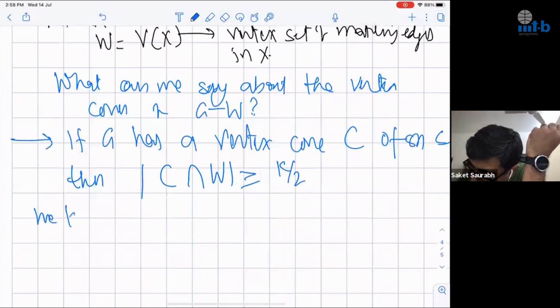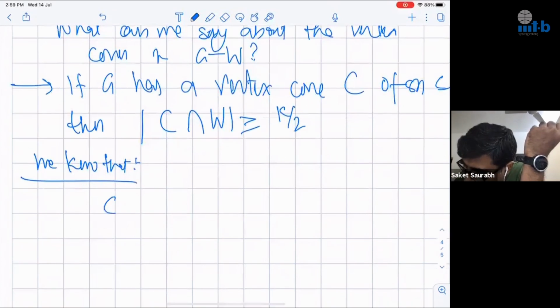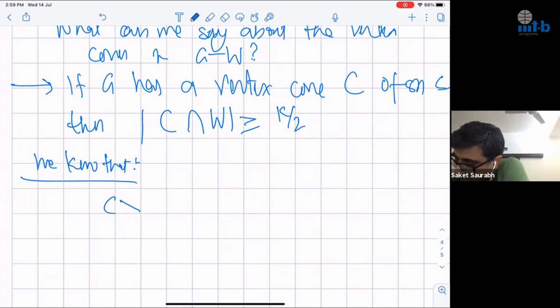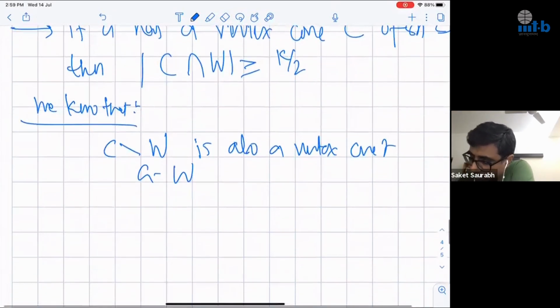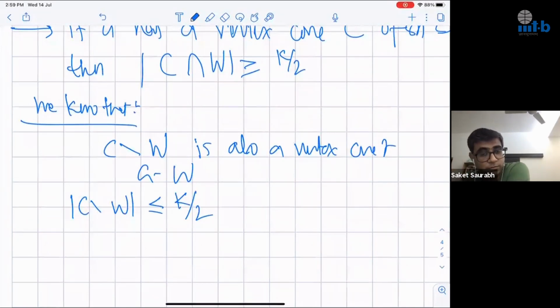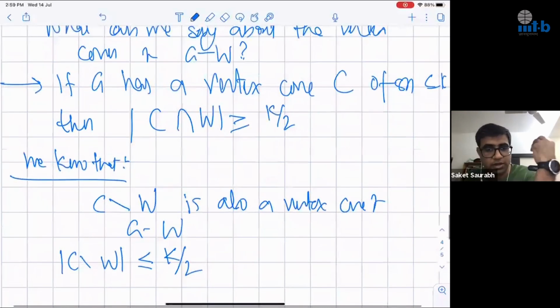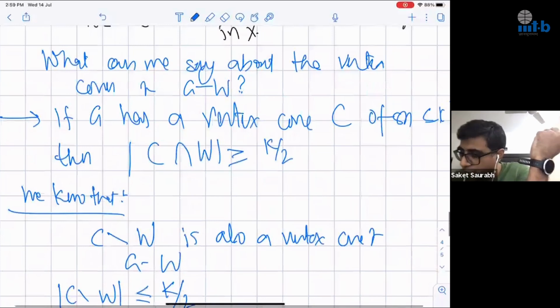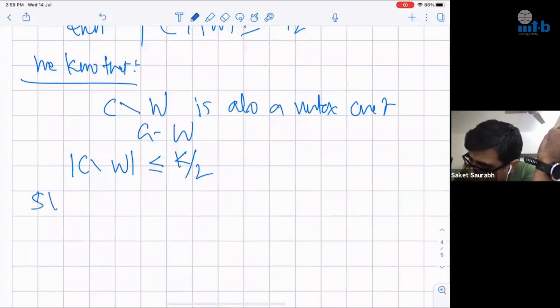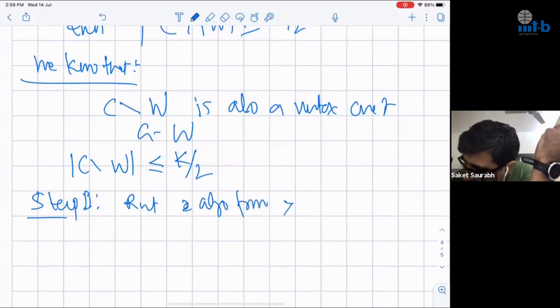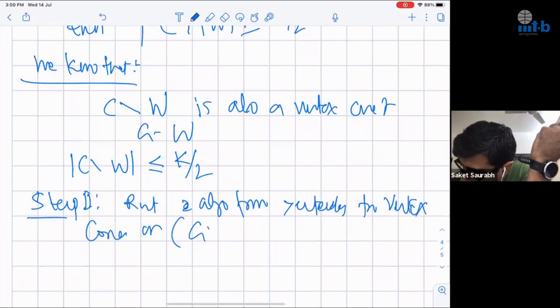What we know is that this implies that C minus W is also a vertex cover of the graph G minus W. And what is the size of C minus W? It is at most k over 2, because C intersection W was at least k over 2. So we know that G minus W, the graph which we constructed, has a vertex cover of size at most k over 2. So now, as step 2, I will run the algorithm from yesterday for vertex cover on the parameters G minus W and k over 2.